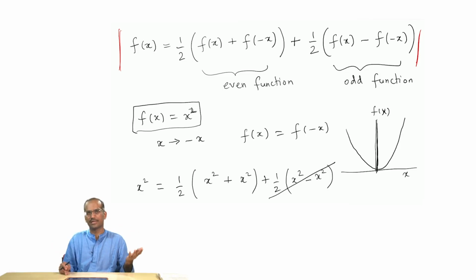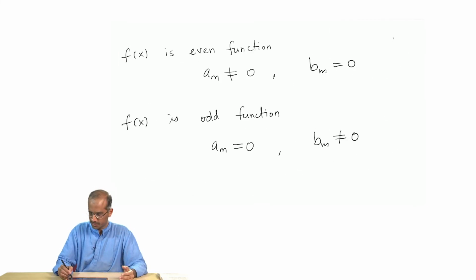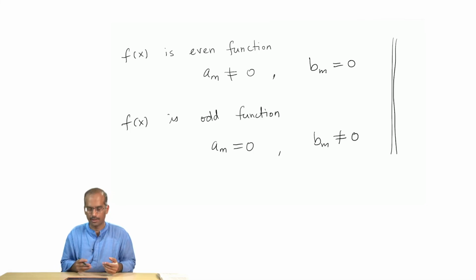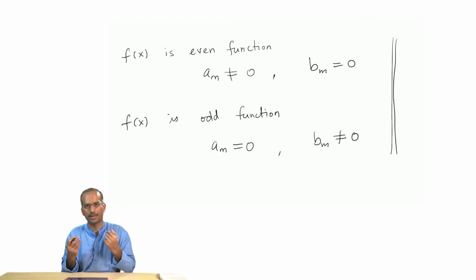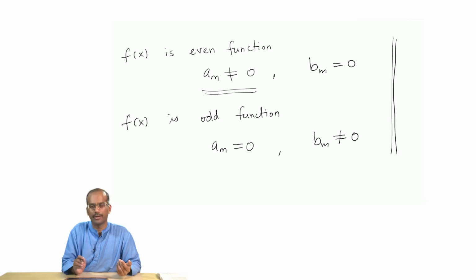So, if my f of x is an even function, then the only contributions would come from the cosine basis, which means that all the a m's would be non-zero and all the b m's would be 0. So, this is the gist of what we just learnt about the symmetries of the function. So, if your f of x, the periodic function, is an even function, then all the contributions will come only from the even part of the expansion, which is the cosine part. Hence, all the a m's will be non-zero and all the b m's will be 0.